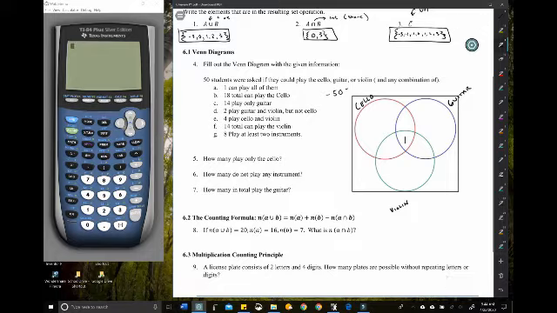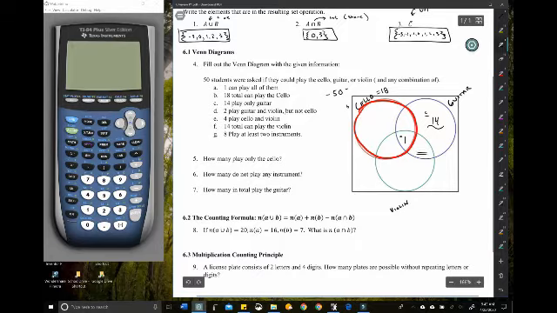18 total can play the cello. Remember, that means the entire circle of cello is 18, all of that. 14 play only guitar, so 14 is from that letter C. Letter B is the 18, and A is there. D, 2 play guitar and violin, but not cello. Guitar, violin, not cello. That's right here.